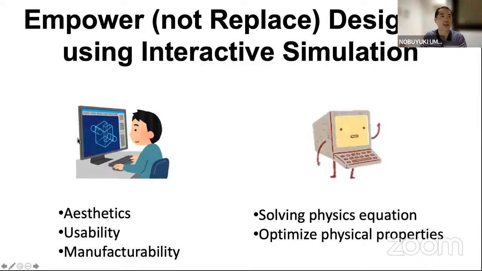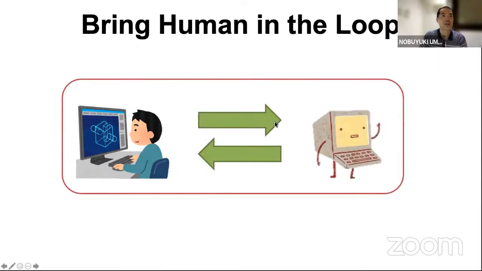Humans design objects, but a human and the computer each have their own advantages and disadvantages. Humans are good at aesthetics, designing usability, and considering manufacturability, while the computer is good at solving physics equations and optimizing physical properties. So my goal is to tightly integrate the human designer and the computer optimizer, so that we can bring the human into the loop of design optimization.